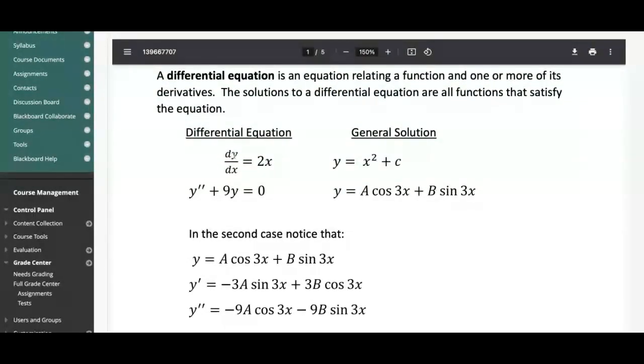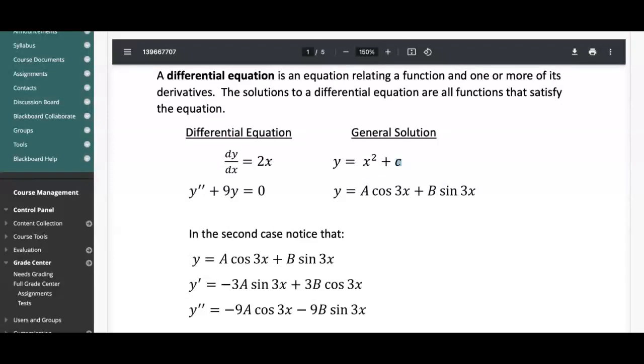So this is an example differential equation, right? dy/dx equals 2x. And we know the solution for this. That's a simple one, right? We integrate both sides, and we get y equals x squared plus c. We see we have a family of functions as a solution of this differential equation, because it depends on c.